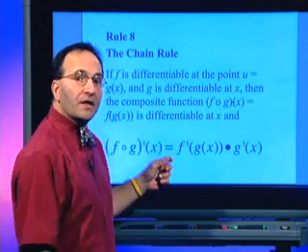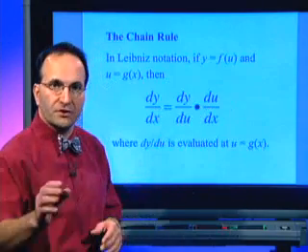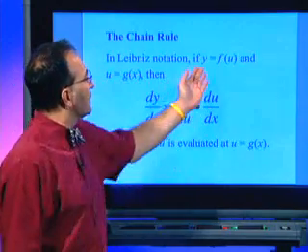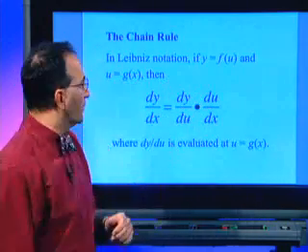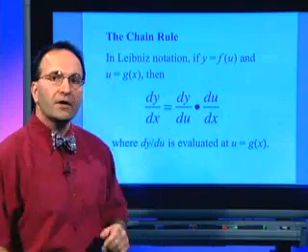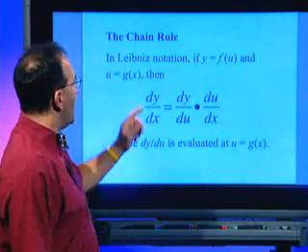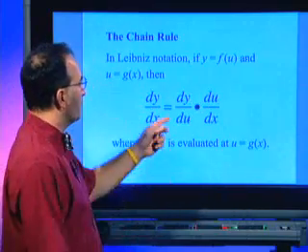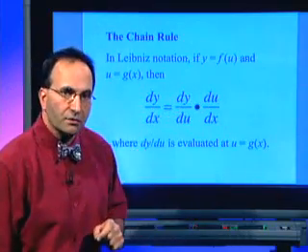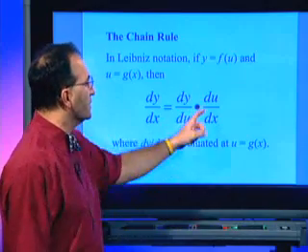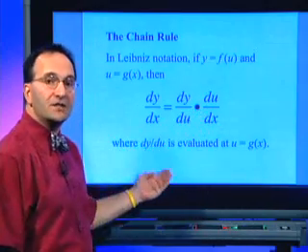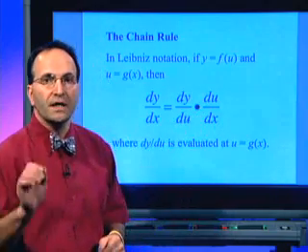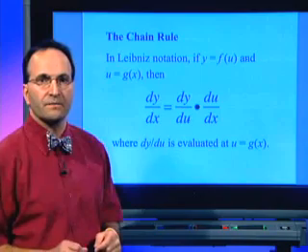Let's look at what's called the Leibniz notation for the chain rule. The Leibniz notation is: if y equals f of u and u equals g of x, then the derivative dy/dx is equal to dy/du times du/dx, where dy/du is evaluated at u equals g of x.